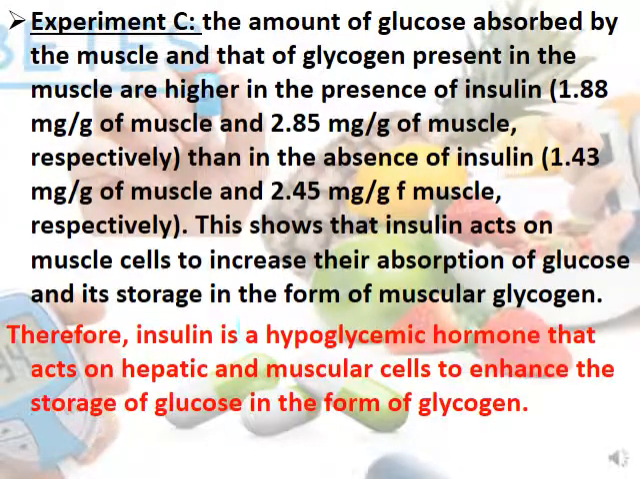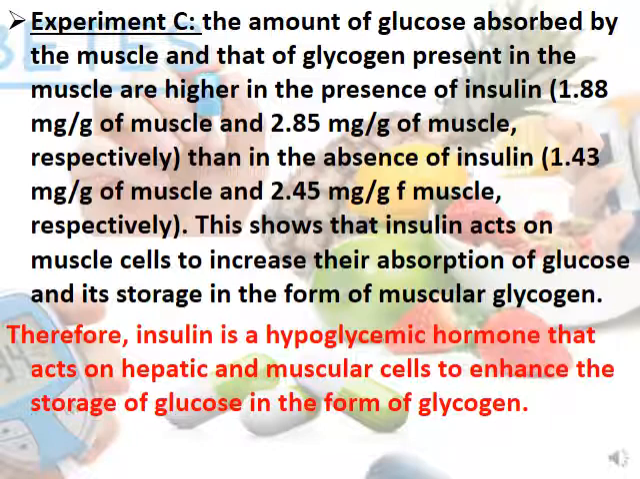Experiment C: the amount of glucose absorbed by the muscle and that of glycogen present in the muscle are higher in the presence of insulin, 1.88 milligram per gram of muscle and 2.85 milligram per gram of muscle respectively.